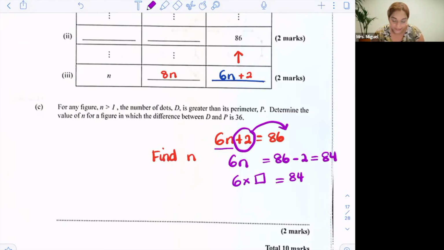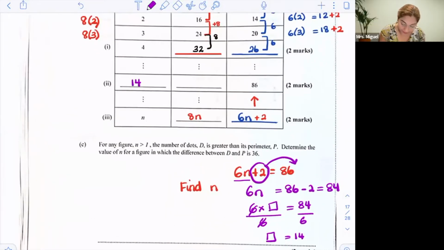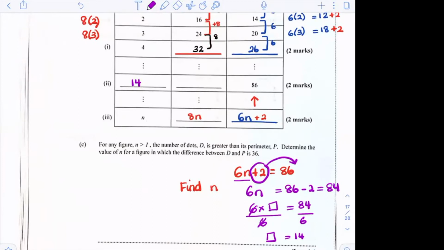How am I going to get the number? Well, I need to divide by 6. So the number is 84 divided by 6, which is 14. Do you all understand that? Yes, ma'am. So you're writing 14 here. Go ahead.